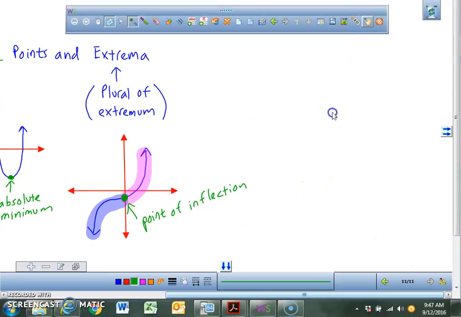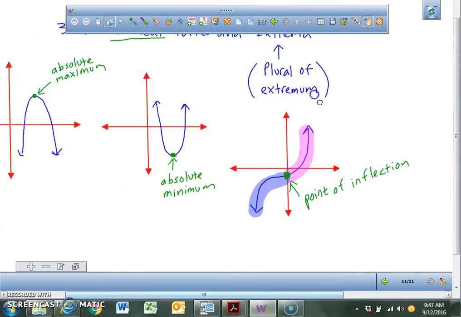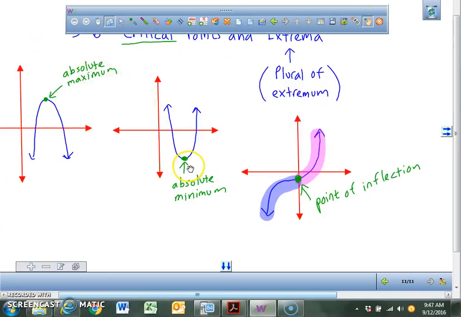We've actually defined three of our vocabulary terms: absolute maximum, absolute minimum, and point of inflection, without having to write definitions. Alright, you've got to be able to identify where those are.